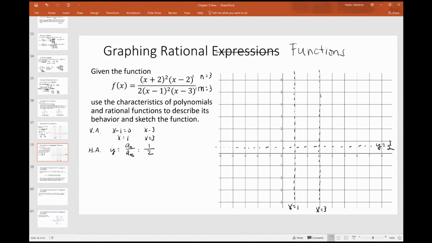There's my asymptotes. Now, what is this graph doing? Well, let's find the intercepts next. I think that's going to tell us something. Let's do the y-intercept first, so let's find f of 0. For f of 0, the numerator is going to be (0 plus 2) squared, that's 4, times negative 2, so the numerator will be negative 8. The denominator is (negative 1) squared, so that's 1 times 2, that's 2, times negative 3, that's negative 6. Negative 1 is a positive 1 because it's squared, times 2.